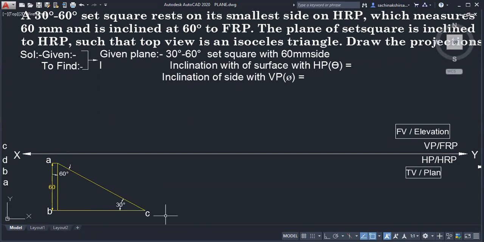A little logic is required. So, smallest side first we have drawn. Did anyone notice that? First we have drawn the smallest side, AB. Yes, sir. Okay. Understood.